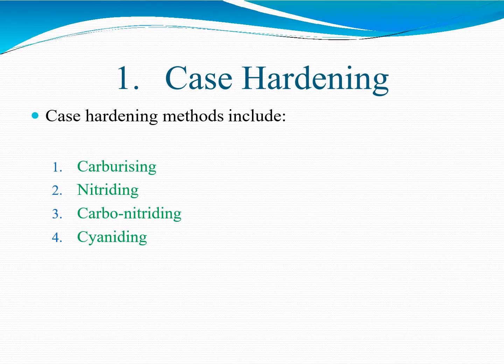The first one is case hardening. Case hardening methods include carburizing, nitriding, carbonitriding, and cyaniding. These are the four case hardening methods.